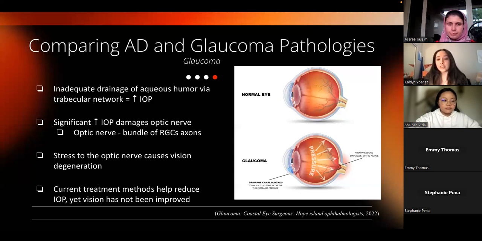This can cause stress to the optic nerve, because increased pressure can cause vision deficiencies and degeneration. Current treatment methods have been trying to reduce IOP, but how glaucoma arises has not been as clear. So yes, we might be treating the symptoms, but we are not treating the cause. Discussing how glaucoma arises is going to be truly important in how glaucoma and AD relate to each other.